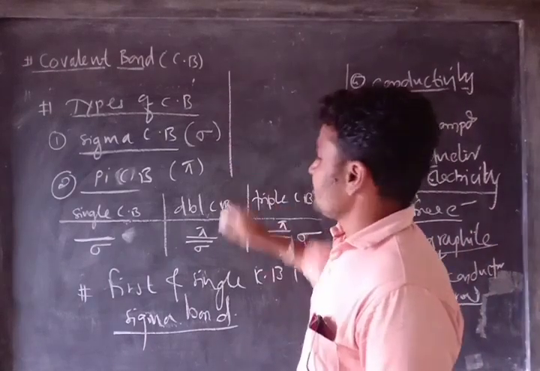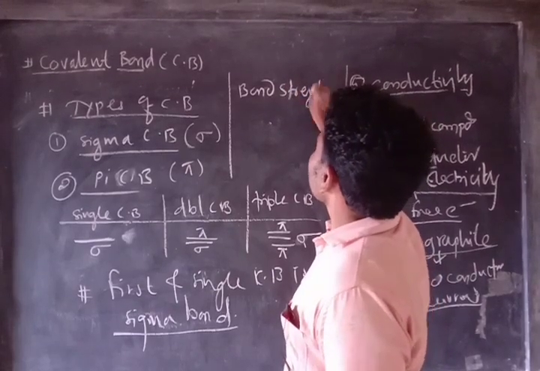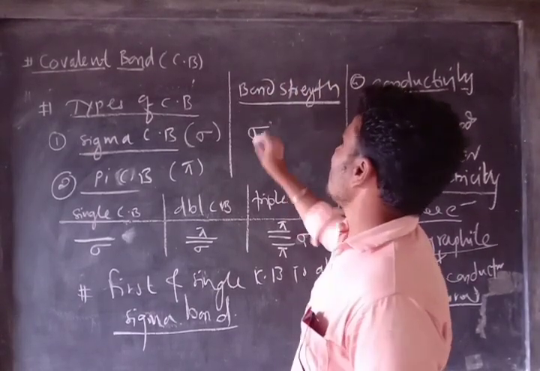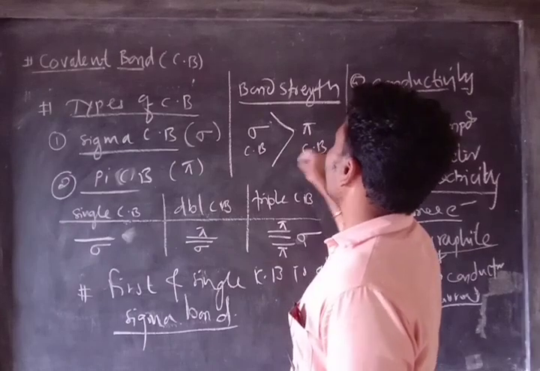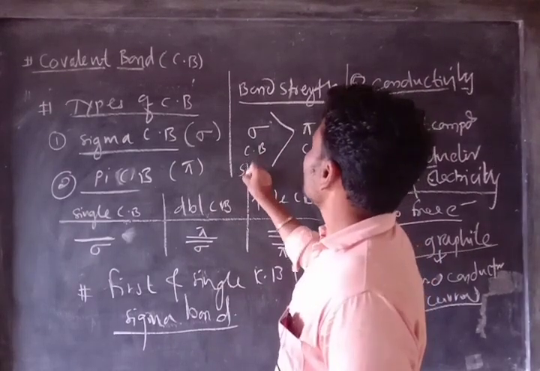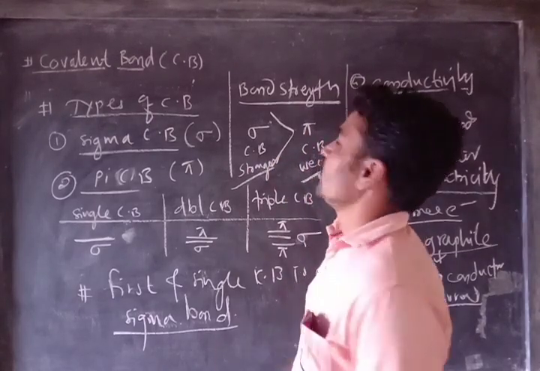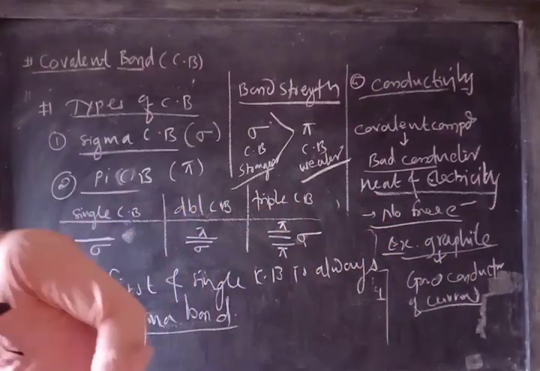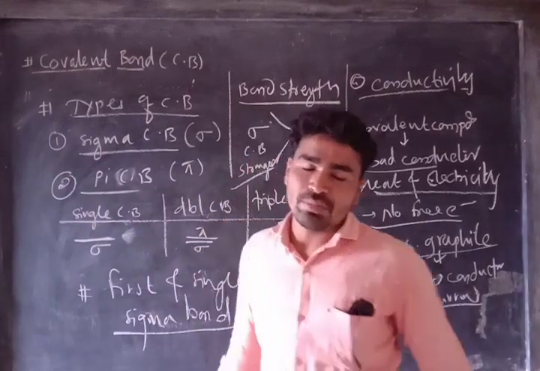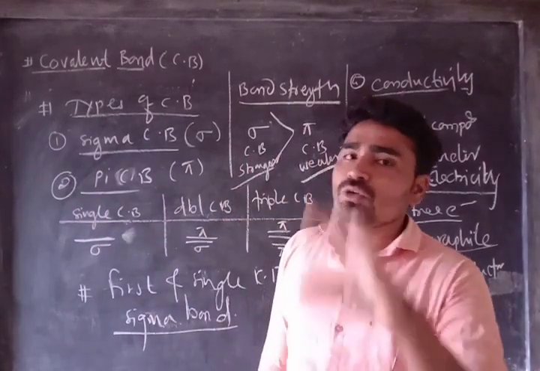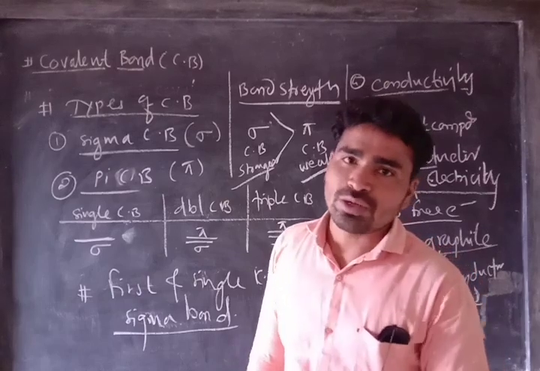And when we compare their bond strength, between the sigma covalent bond and the pi covalent bond, the sigma covalent bond is stronger and the pi covalent bond is weaker. So this is a fundamental discussion about the covalent bond, and we have already completed the topic of ionic bond. I hope you are getting a quite good idea about the types of different covalent bond. Thank you so much.